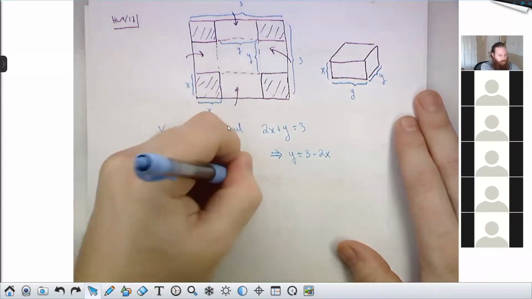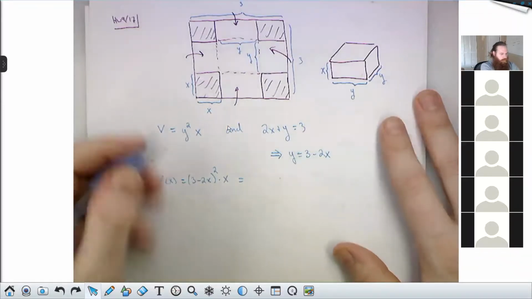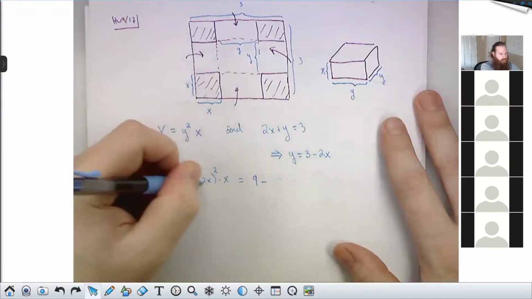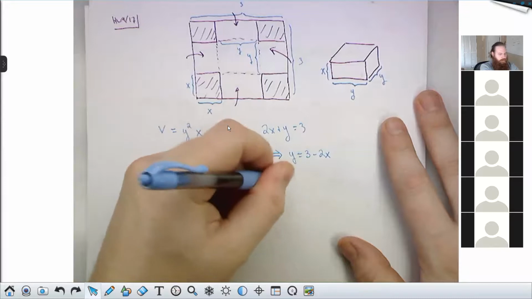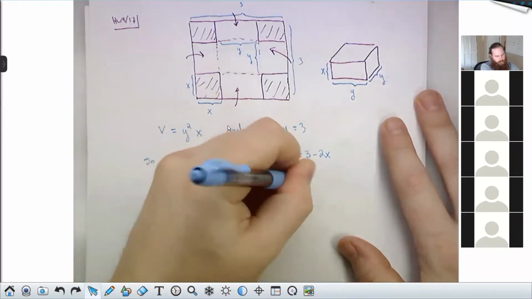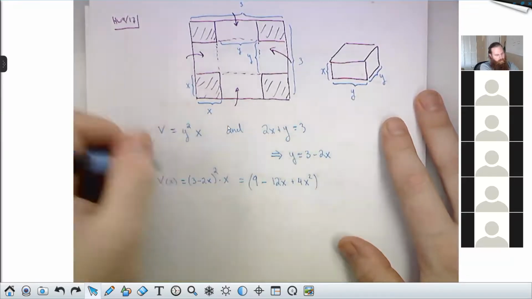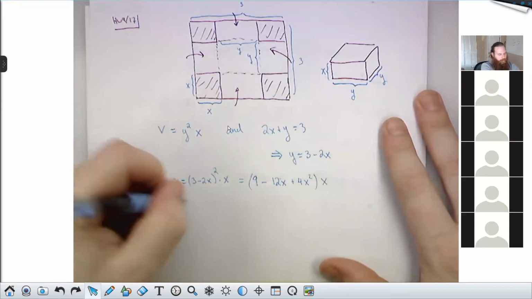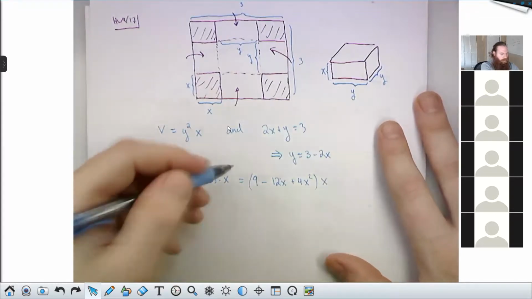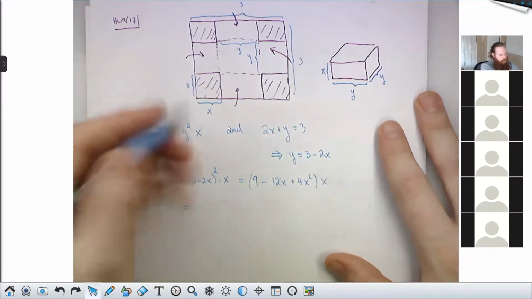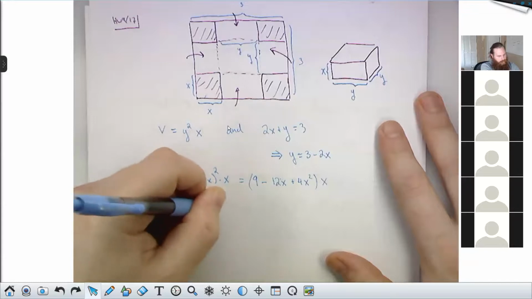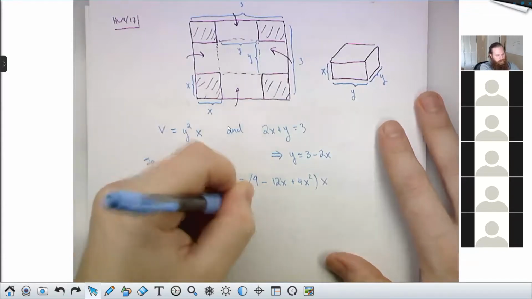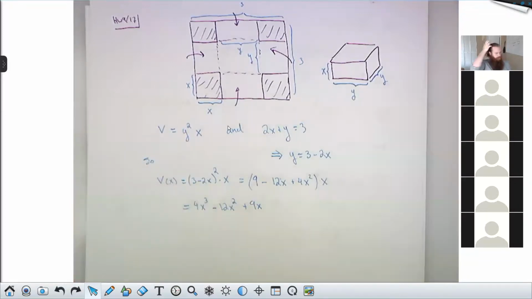We can multiply that out. 3 minus 2x all squared, that's 9 minus 6x minus 6x is minus 12x plus 4x squared, all times x. So v of x, finally, I'll write it with the largest power first. That would be 4x cubed minus 12x squared plus 9x. Okay. And now my goal here is to maximize this function. So I'll take the derivative.